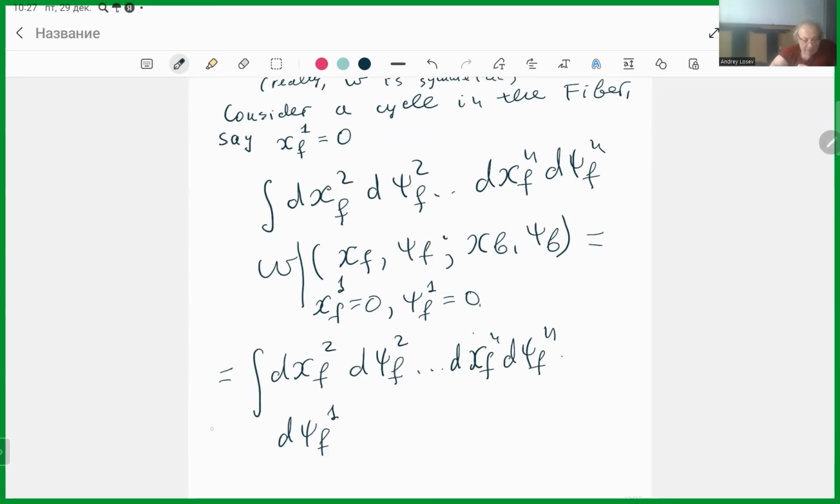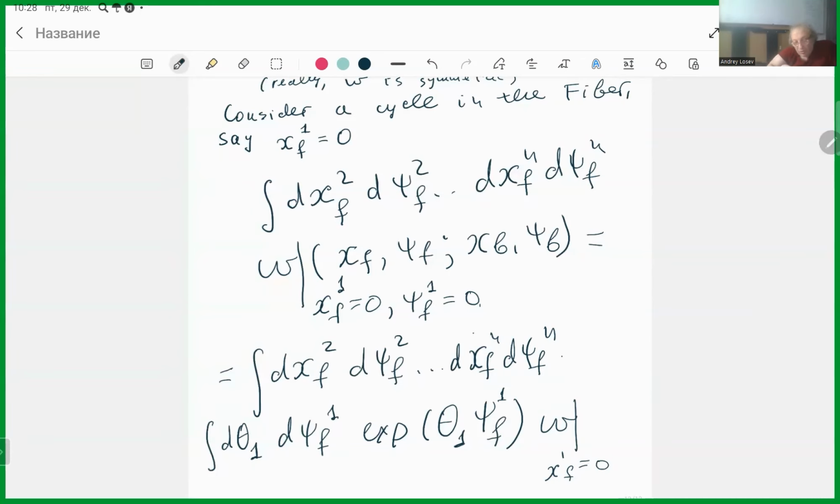However, I do the following. I'll take an extra integral over d theta 1. And here I would put, sorry, index goes down. And here I will take exponent of theta 1 psi fiber 1. And here is my omega, evaluated when x fiber equals to 0.